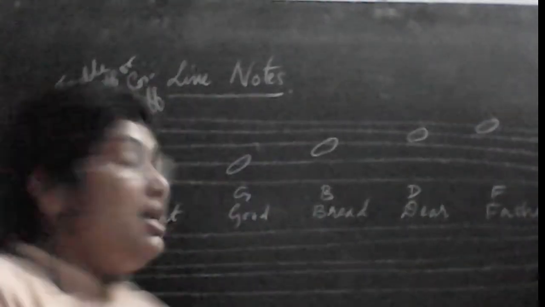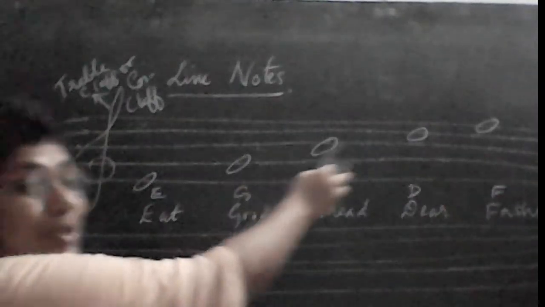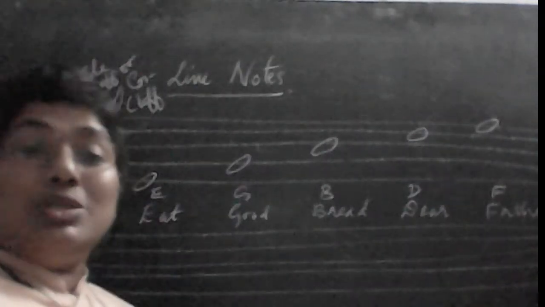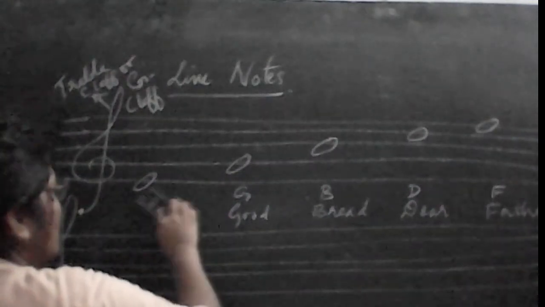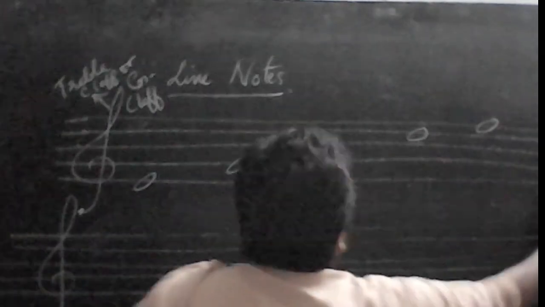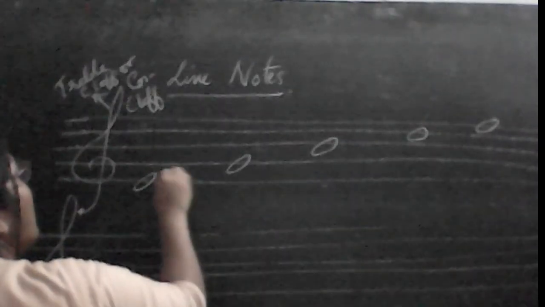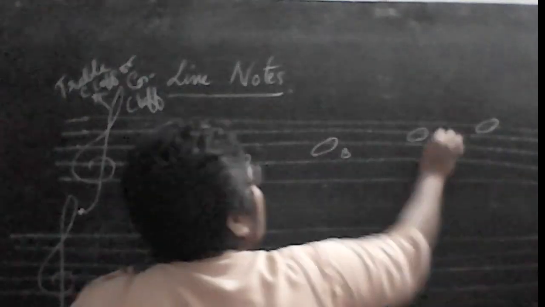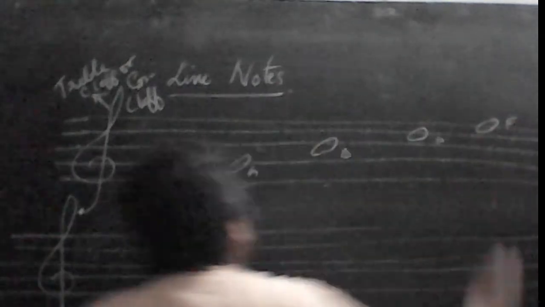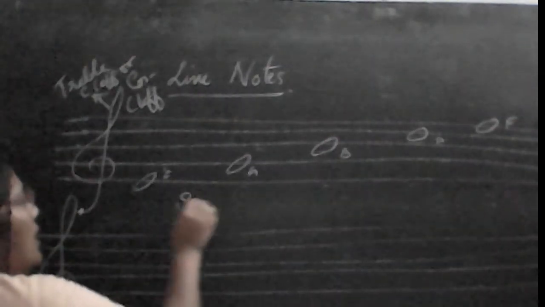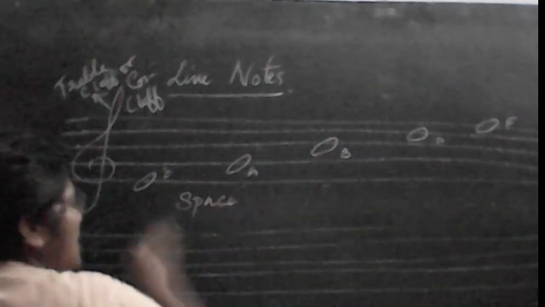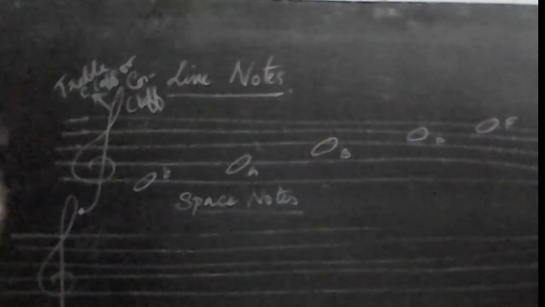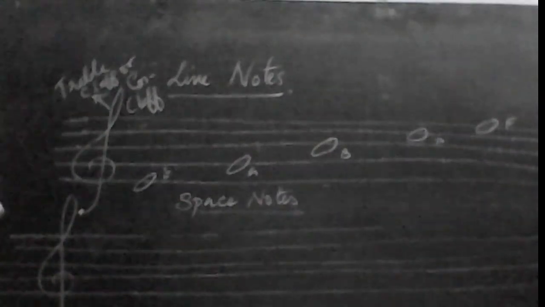Now we are going to see the space notes. There are some spaces left on this, right? Those spaces represent space notes. But we must know which are those space notes. So I'm going to remove this. Okay. I'm going to write here E, G, B, D, F. Okay. Now space notes. What is written in the space? These are known as space notes. So which are the space notes? There are 4 space notes.